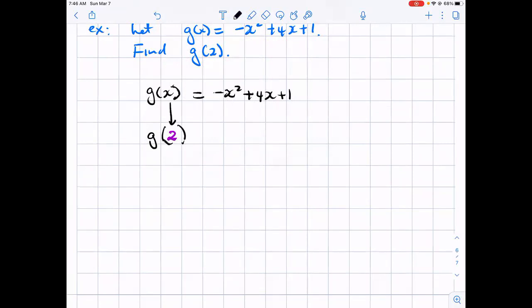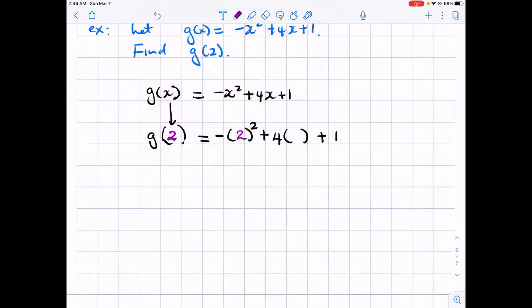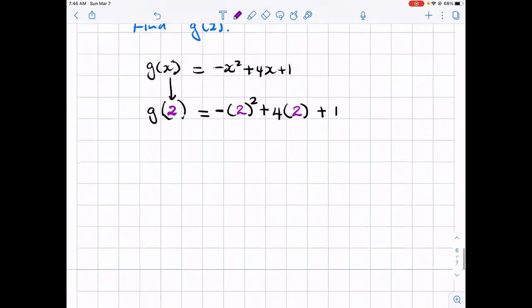Now if I replace x with 2 on the left side of that equal sign, I must replace x with 2 every place that I see an x. So 2 will go in here and 2 will go in there. That's all I'm doing. I'm replacing every single x value with 2.